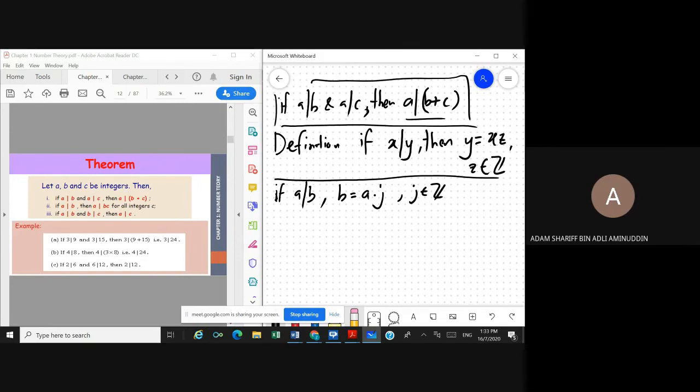Right now, I have two conditions. A is also a factor of C. That means C can be made equal as A times K. This K is also an integer.